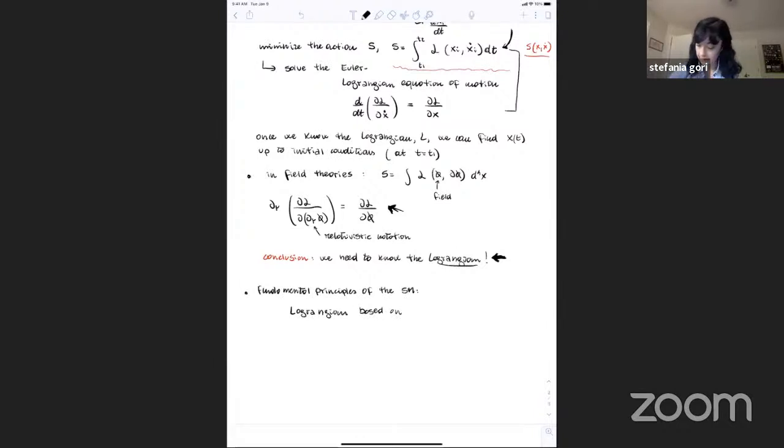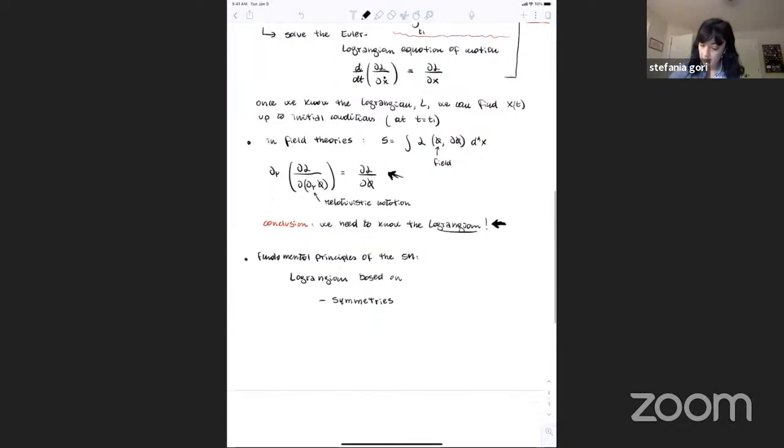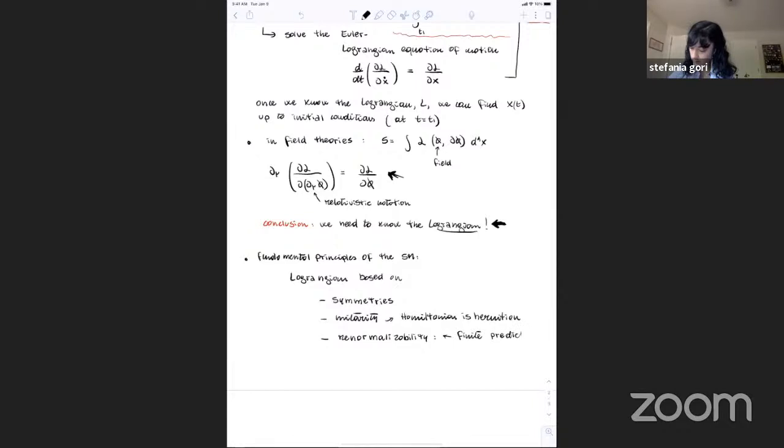So we'll have a set of symmetries that we'll discuss a bit today and the rest throughout the course. So we'll have symmetries. Then what we do is to apply unitarity. So we need to write down a Hamiltonian that is Hermitian. Then what we also impose is renormalizability. The reason is that we want to have finite predictions for the physical observables that we want to measure.